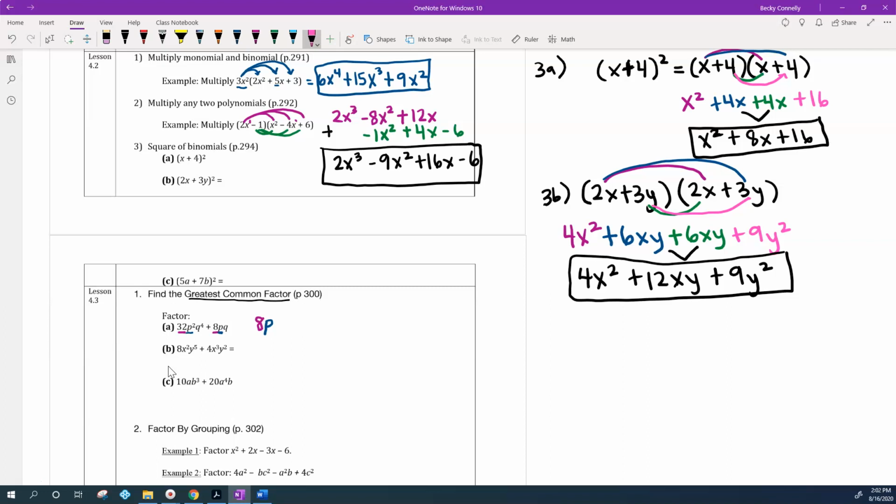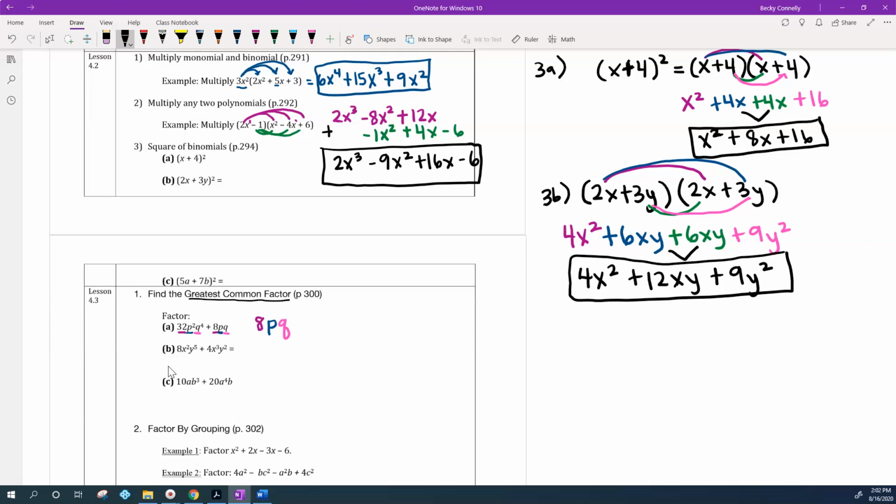And then let's look at the q part. So q to the 4th and then q, right? Now it's q to the 1st power. And so again, when we're looking at that, we want the smallest amount of them, so that's going to be q. All right, so 8pq is my greatest common factor on this. Whoops, rewrite that a little bit better. And then that is what I'm trying to divide out of each term. All right, so this is my GCF.